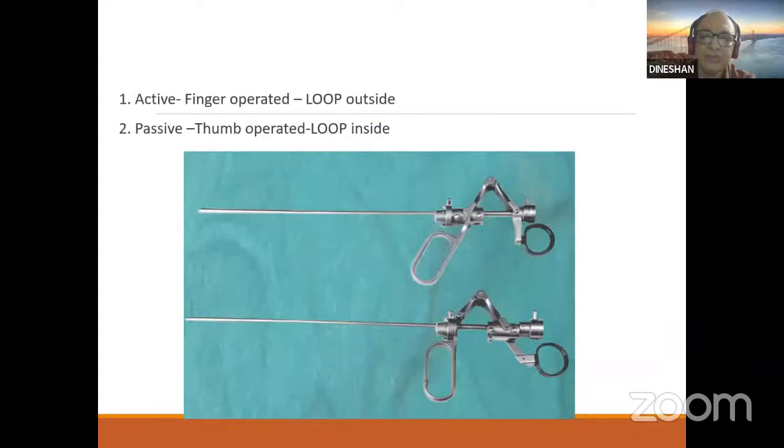And coming to the active and passive working elements. An active working element means the loop is always outside, and it is finger operated. You have to actively pull it up to make the cuts. The other one is the passive one, but here the advantage is that you have the loop always inside the resectoscope.